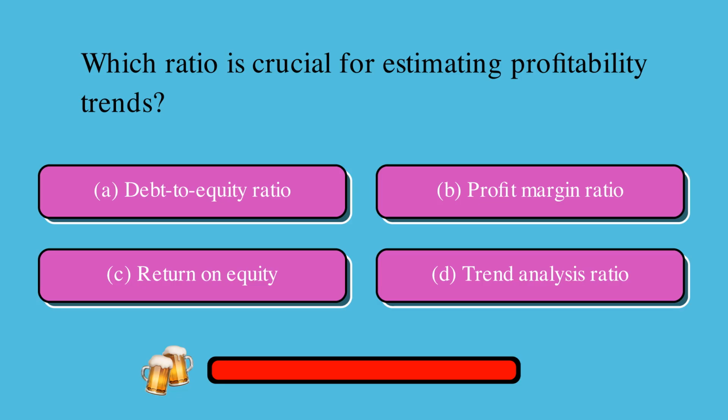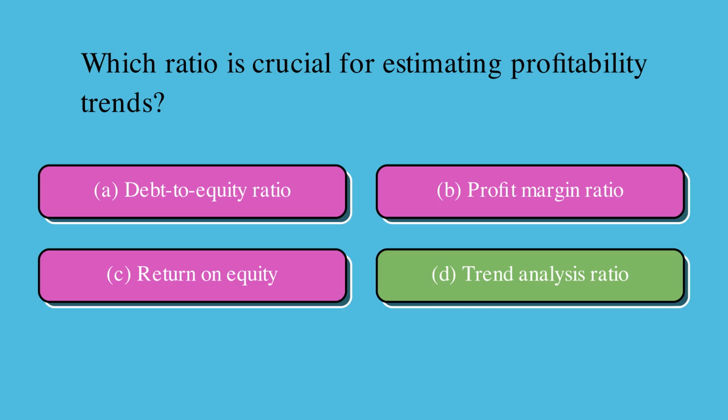Which ratio is crucial for estimating profitability trends? Is it A, debt to equity ratio, B, profit margin ratio, C, return on equity, or D, trend analysis ratio? The correct answer is D, trend analysis ratio.